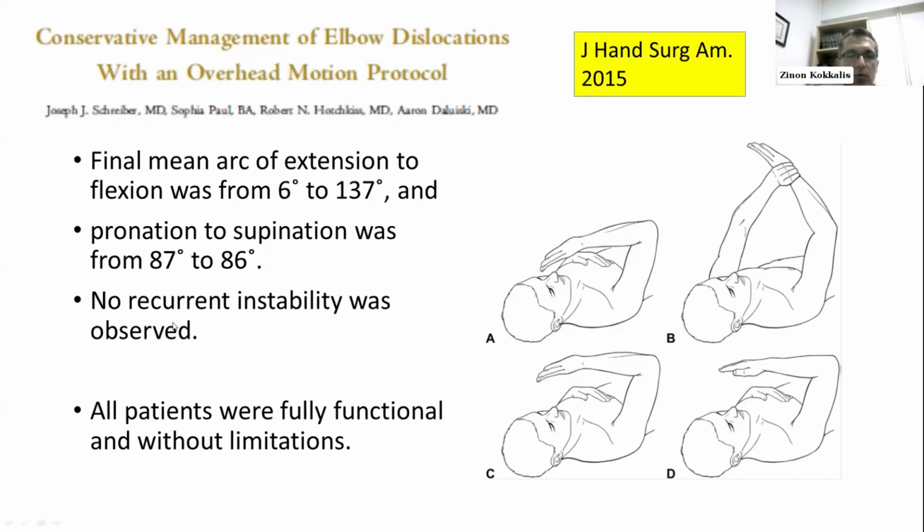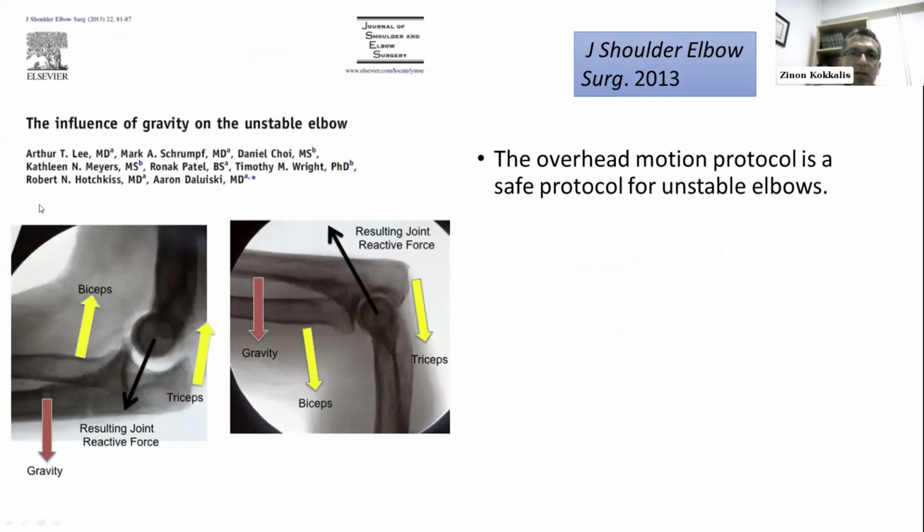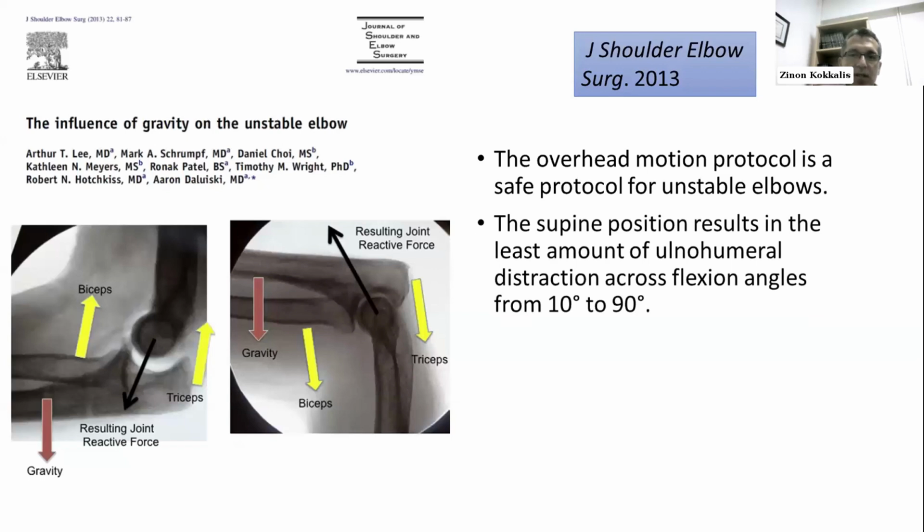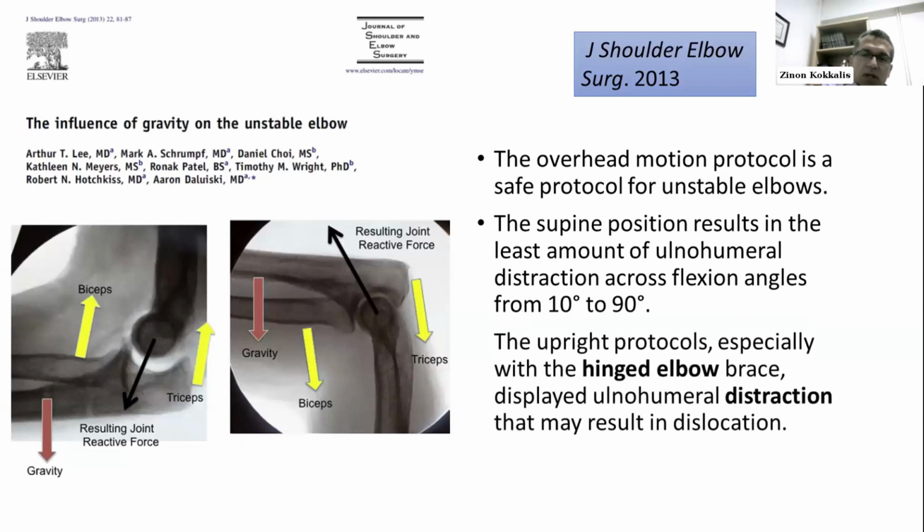And the same group of authors from New York have already published a biomechanical study, a cadaveric study in the Journal of Shoulder and Elbow Surgery in 2013. According to this study, the overhead motion protocol is a safe protocol for stable elbows. The supine position results in the least amount of ulnohumeral distraction across flexion angles from 10 to 90 degrees. And these authors recommend not to use the hinge elbow brace after elbow dislocation.